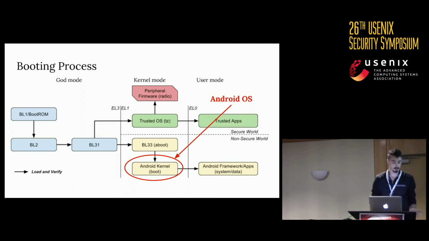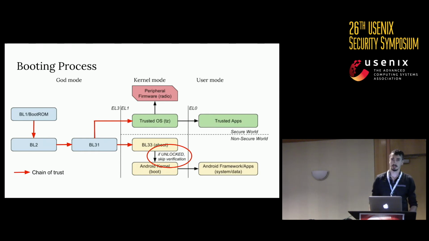As you can see from this simple explanation, there is literally a chain of verifications which goes from BL1 to the Android kernel, and this chain is called the chain of trust. This chain of trust is actually used in order to avoid persistent rootkits. This chain of trust can be broken at the very last step with the unlocking mechanism, which means that if a user wants, they can unlock the bootloader, and the bootloader will not try to verify the Android kernel before actually loading it.